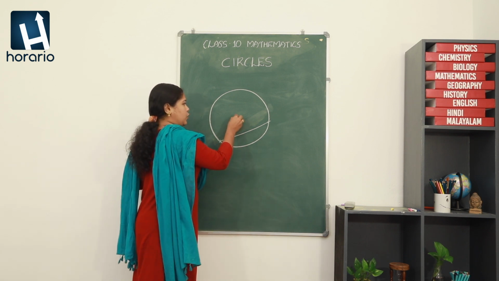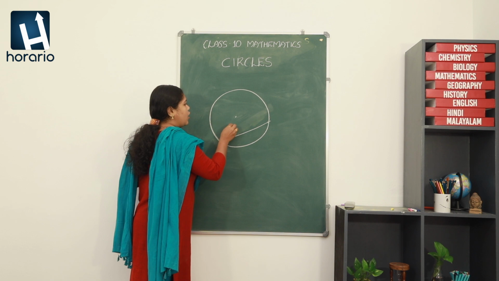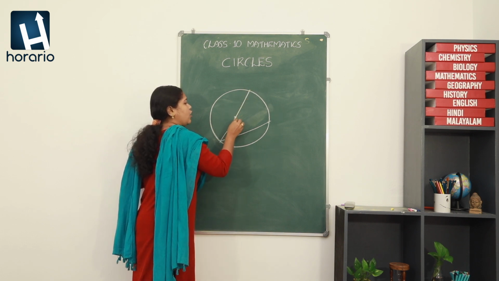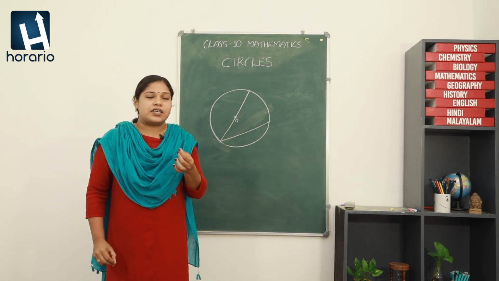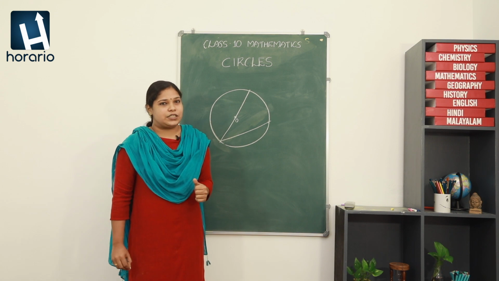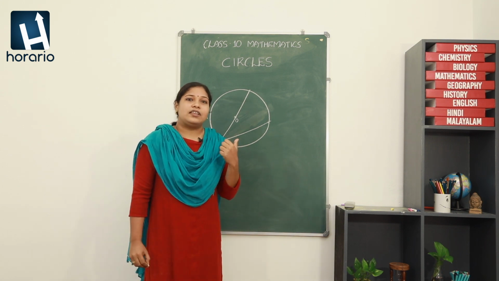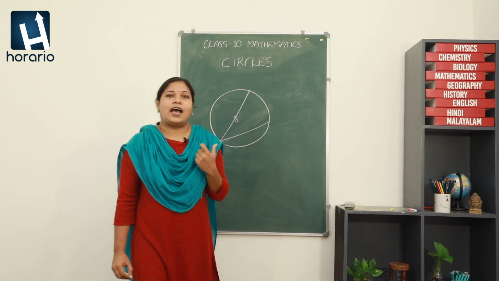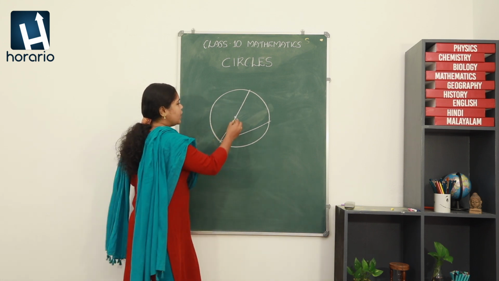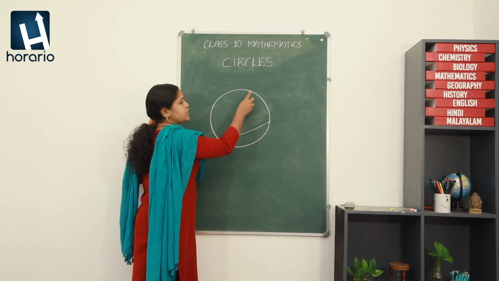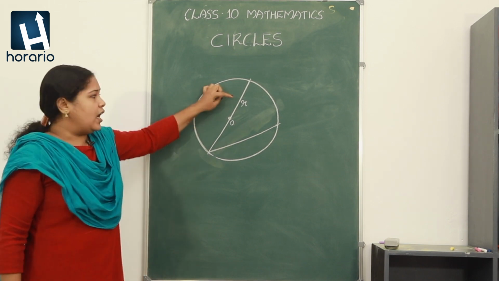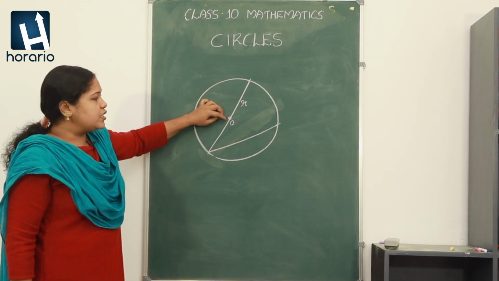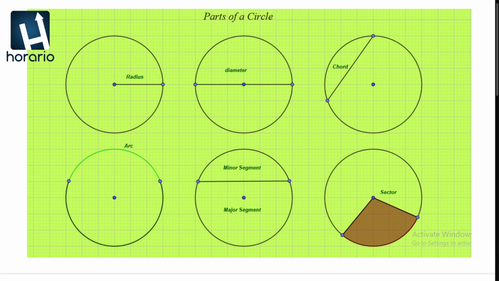Now if the same chord is passing through the center of a circle, that chord is called the diameter. So what is diameter? Diameter is a chord that passes through the center of a circle. And we already know there is a close relation between diameter and radius of a circle. So what is that relation? The distance from center to any point on the circle is called the radius. It is denoted by r.